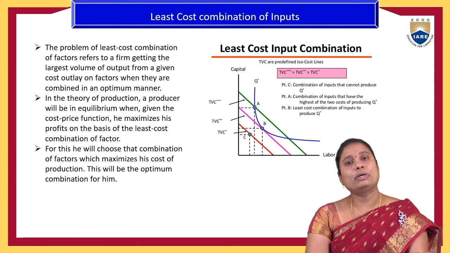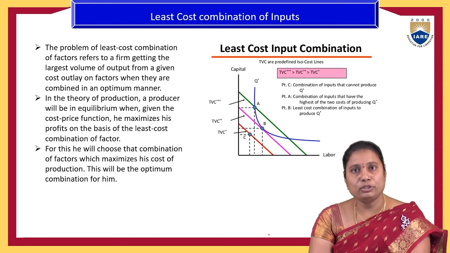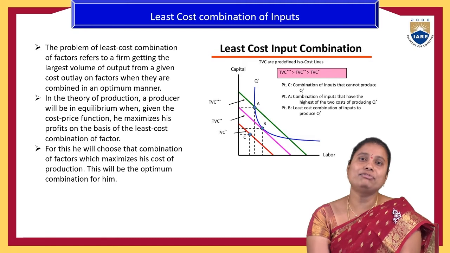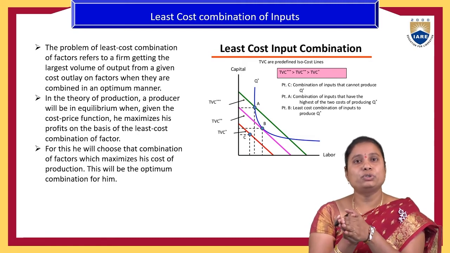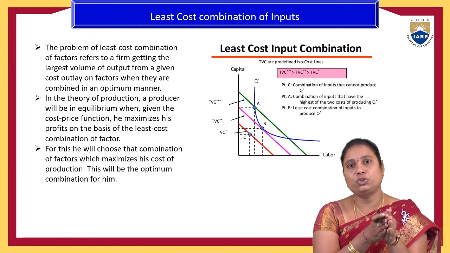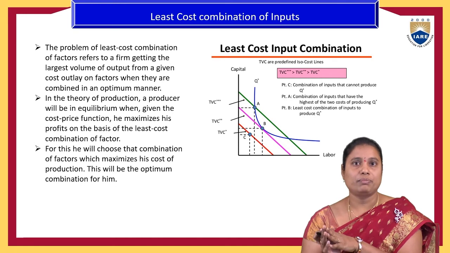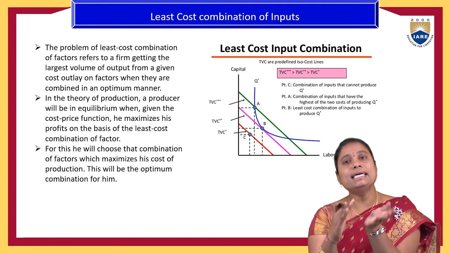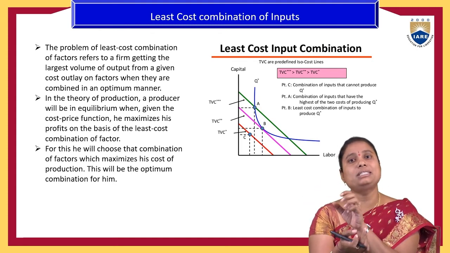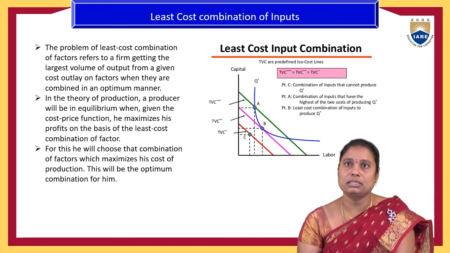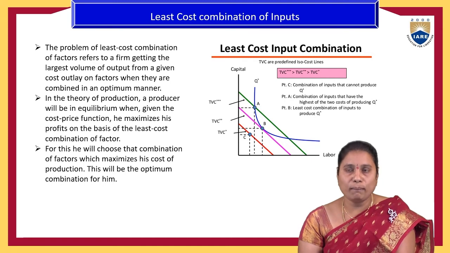The next important element for the producer is to know about the least cost combination of inputs. With the marginal rate of technical substitution, a producer comes to know at what rate one input will be substituted with another. Then he will get a maximum number of combinations. In those combinations, the best combination is identified with the help of conceptual knowledge regarding the least cost combination of inputs.